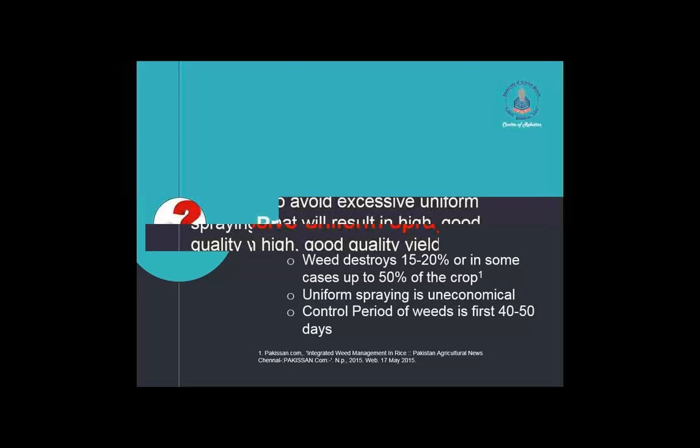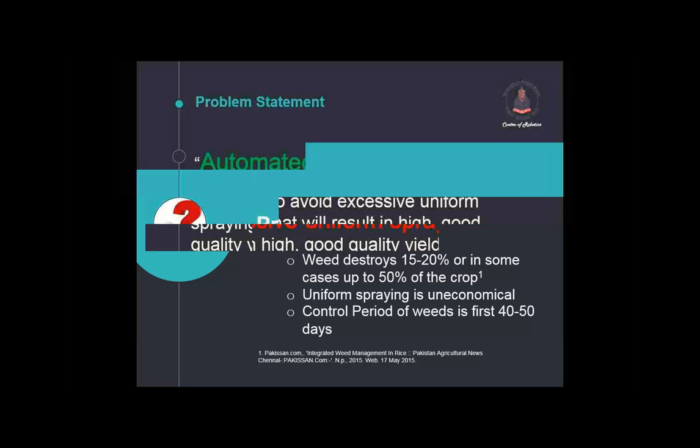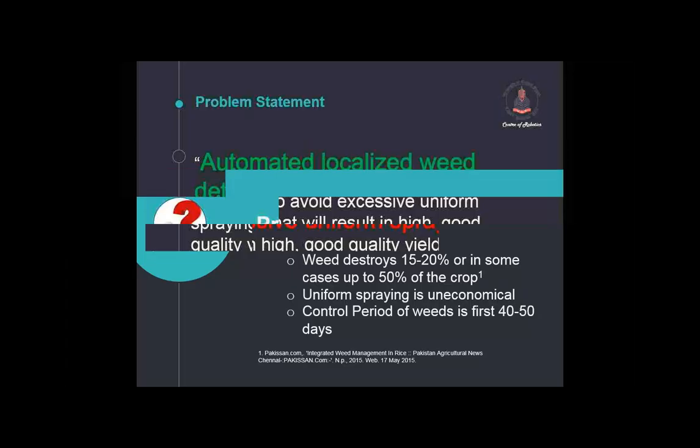Now we want to make flying robots that can give us an accurate map of weed infestation of the crop. And in the future, we want to go towards designing bigger flying robots that can carry the spray and spray the weed in a localized manner.